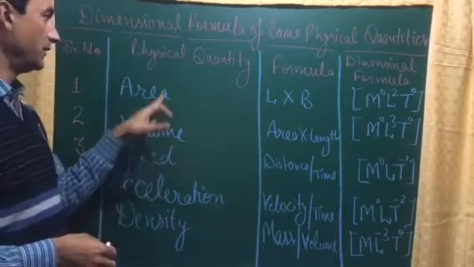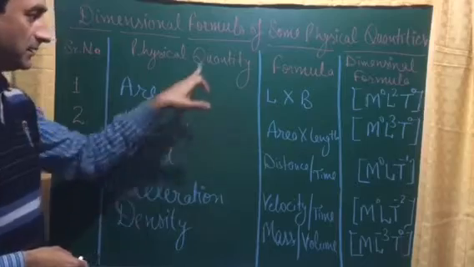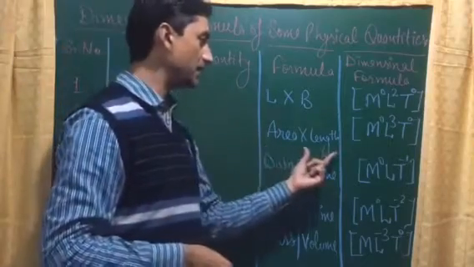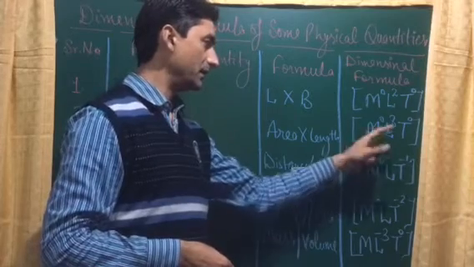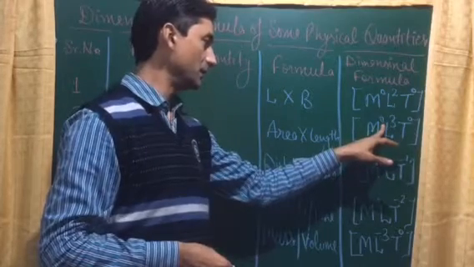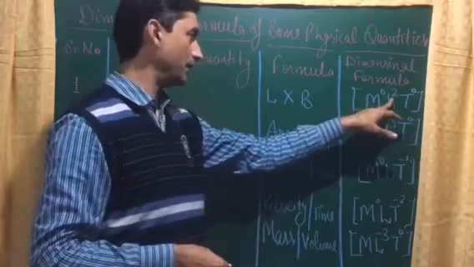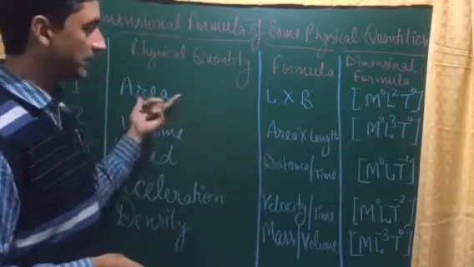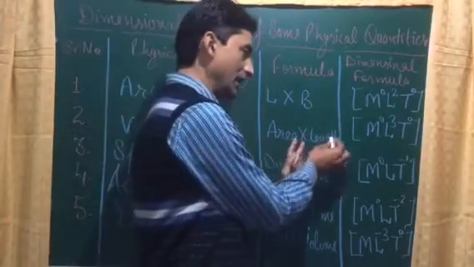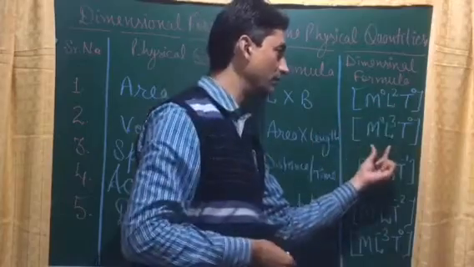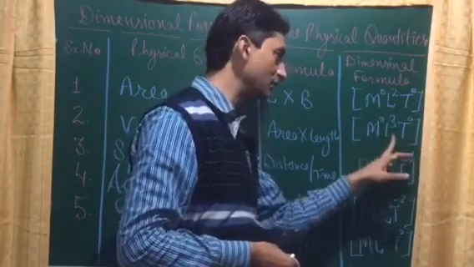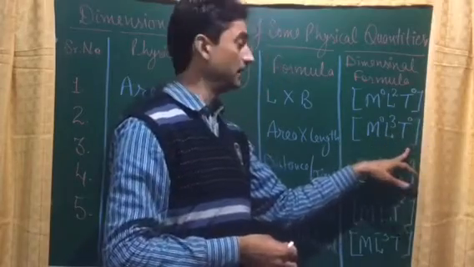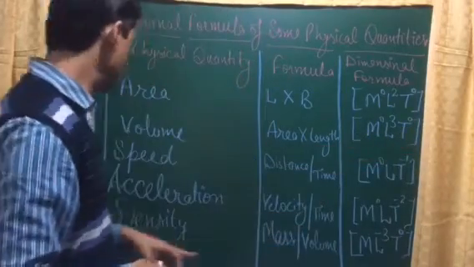Next, volume. So volume, physical quantity, and the formula is area into length. M raised to power 0, L squared, the dimension as it is that we found just now for area, into length. So L squared multiplied by L, L cubed: M raised to power 0, L cubed, T raised to power 0. Next.